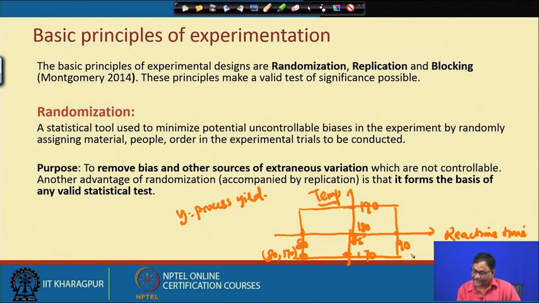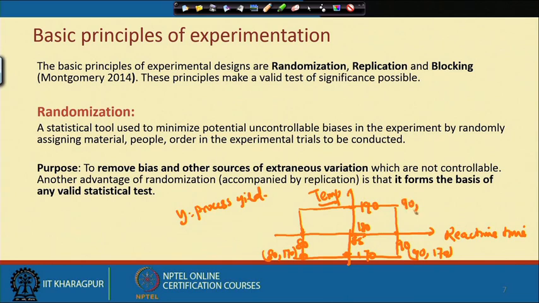This setting is 90 minutes and again 170. Second setting. Third setting is 90, 190. Fourth setting may be 80, 190. So, what I mean to say here is that reaction time and temperature are two treatment variables, basically your controllable factors. Its treatment levels are 80 and 170, another one is 90 and 170, 90 and 190, 80 and 190. These are known as treatment levels. Okay.